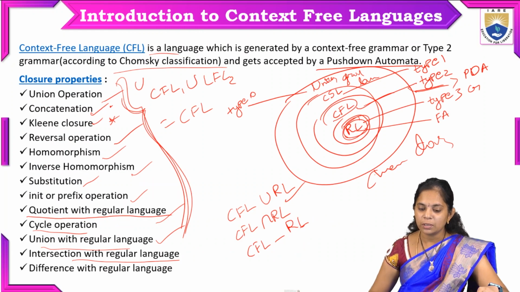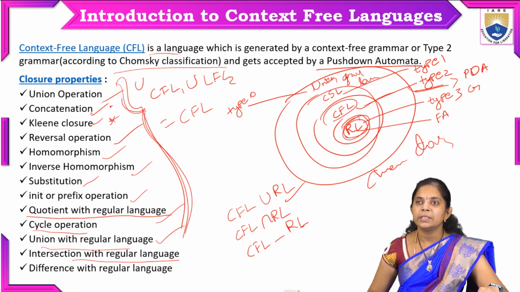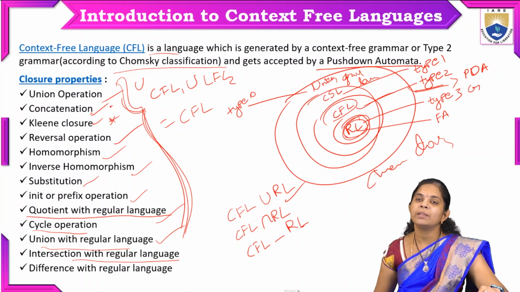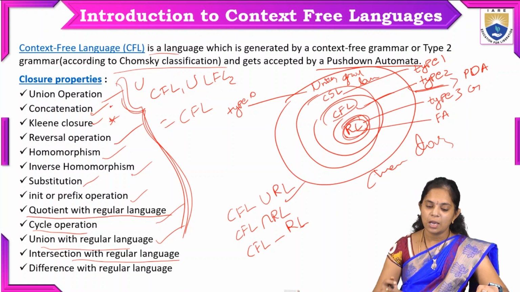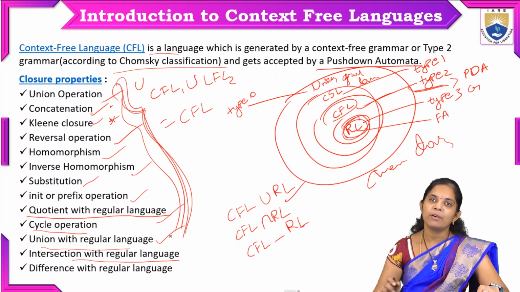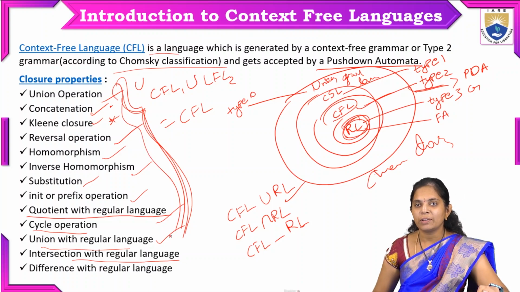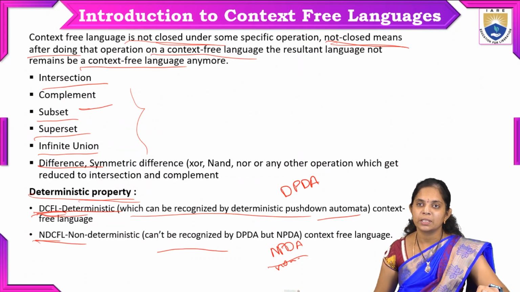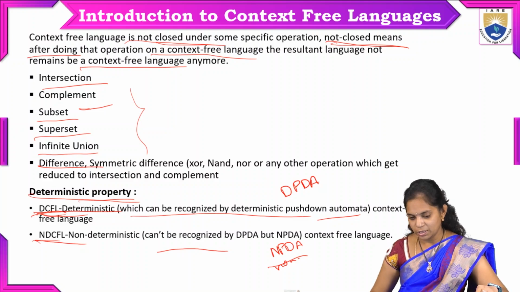So here we are coming to the context free language introduction. It is the language generated by the type 2 grammar, and it is accepted by the machine called pushdown automata. And what are the properties we have for the context free language? One is the closure properties, and the deterministic properties. So these are all the properties of context free languages.